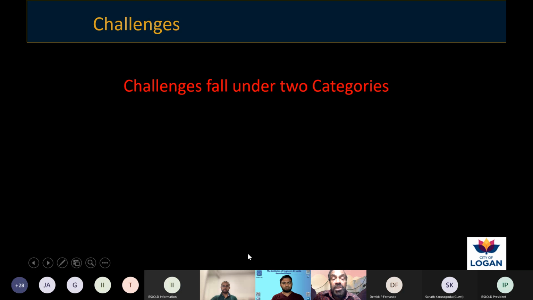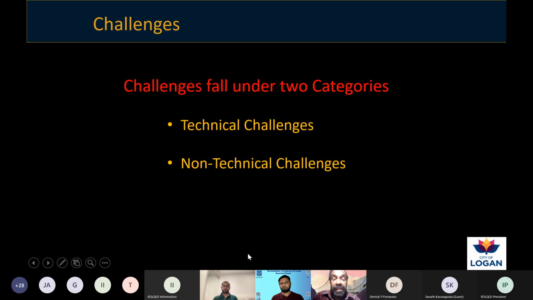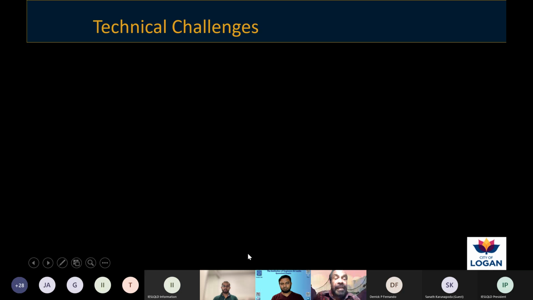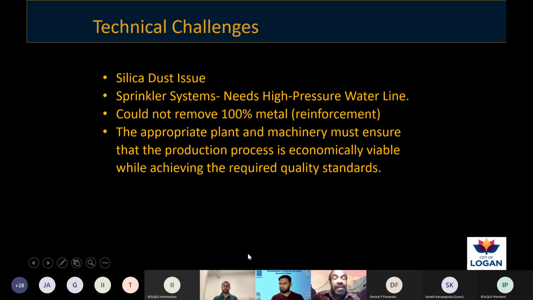Challenges fall under two categories: technical challenges and non-technical challenges. Technical challenges: the silica dust issue. If you inhale silica dust, we get cancer, lung cancer. And the sprinkler system was not adequately working, so we have to improve the pressure lines there. We could not remove 100% of metal parts or reinforcement. As I told you earlier, that was an issue, but we can remove about 90% of them.